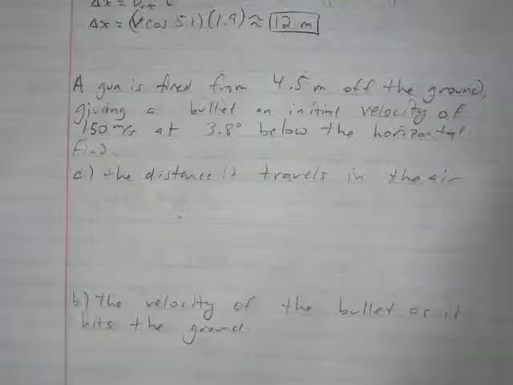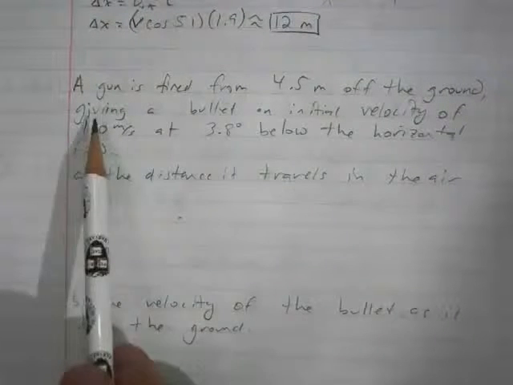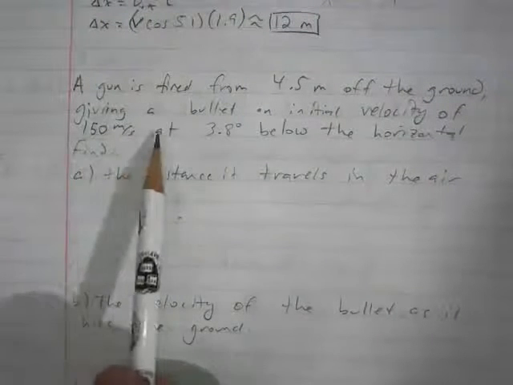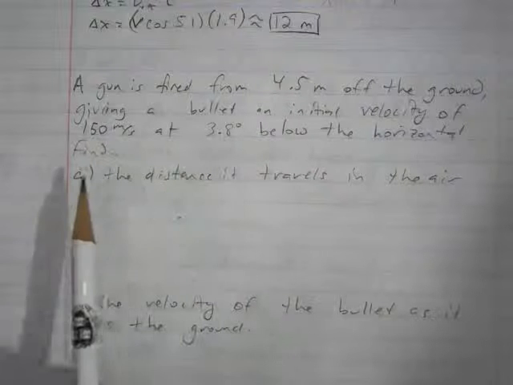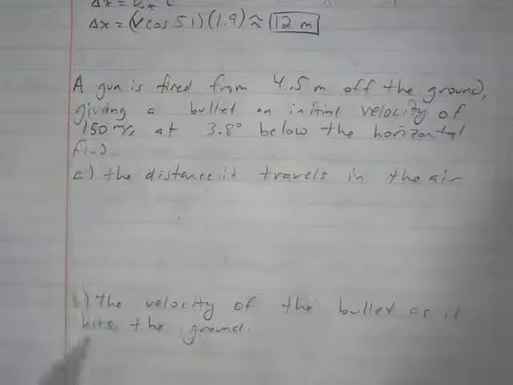Alright, here's another example. We've got a gun that's fired from 4.5 meters off the ground. This gives a bullet an initial velocity of 150 meters per second at 3.8 degrees below the horizontal. Find the distance it travels in the air and the velocity as it hits the ground.